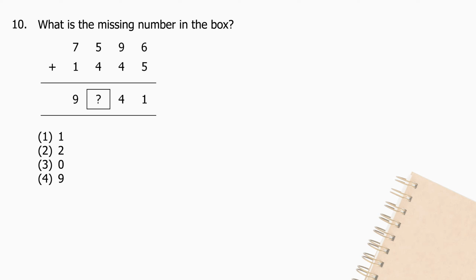Question 10. What is the missing number in the box? Add 7, 5, 9, 6 to 1, 4, 4, 5, and the sum is 9. Missing number: 4, 1.